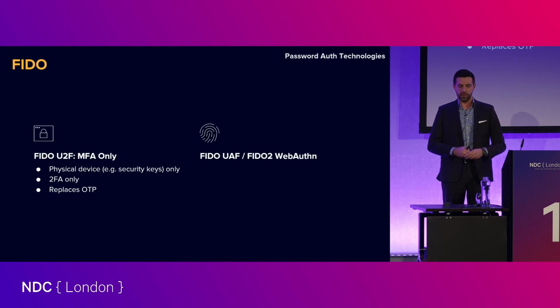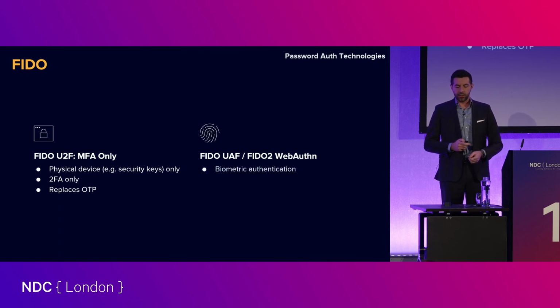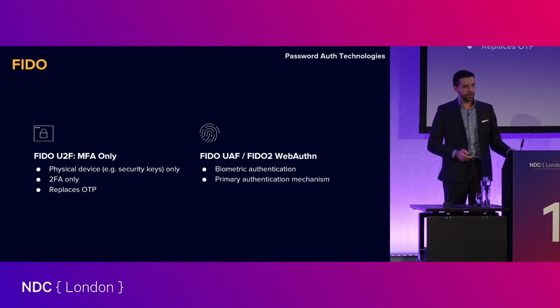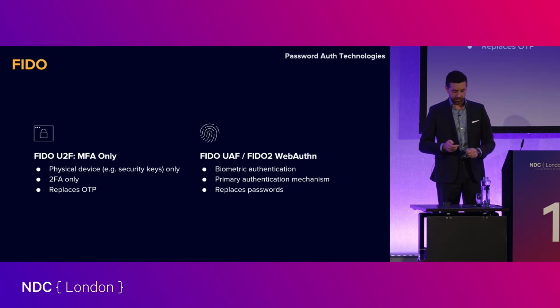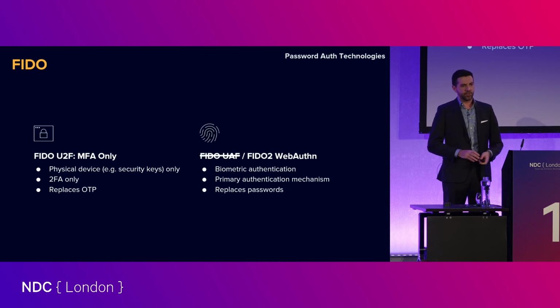And at the same time, we had FIDO UAF, and then later on, we have FIDO2. And those are your fully passwordless systems where you actually can use biometric authentication to use it as your primary authentication mechanism. So it actually replaces the password altogether. And what's great about this is that it's not limited to 2FA, right? It can be your primary factor, and it can also do second factor. So it's quite intercompatible. We're not really going to talk about UAF because it was kind of an early standard that didn't generate any traction, and we don't deal with it anymore so much, and we've moved on to FIDO2. So that will be our focus.